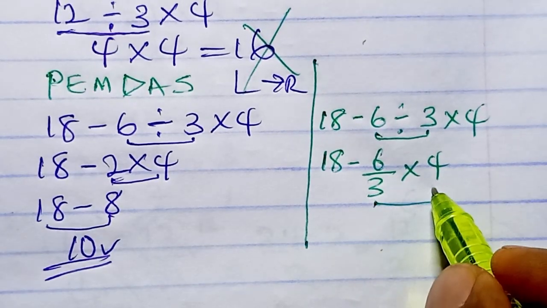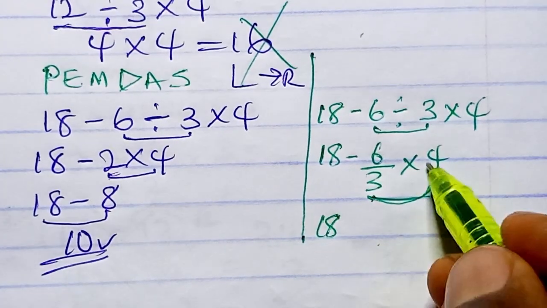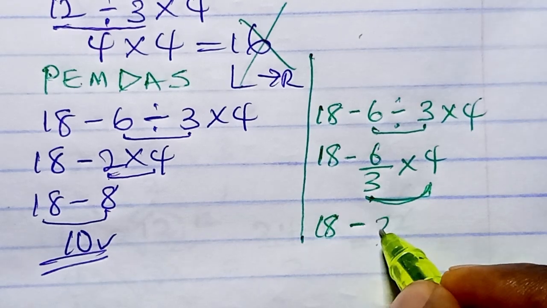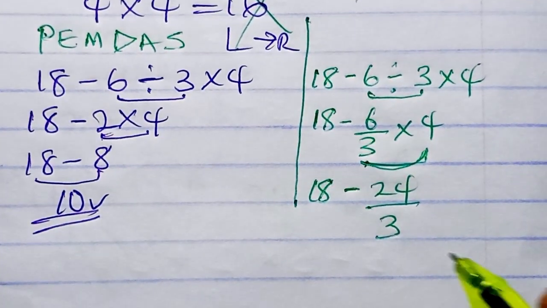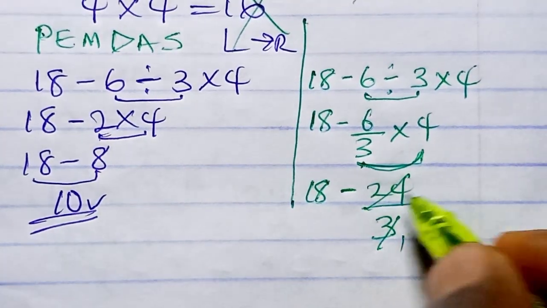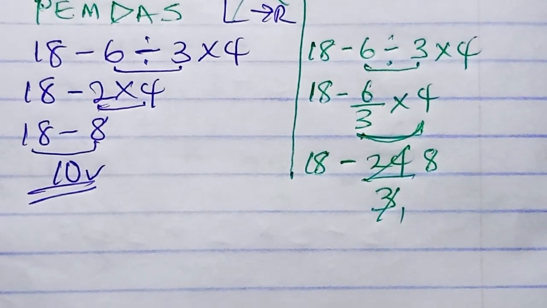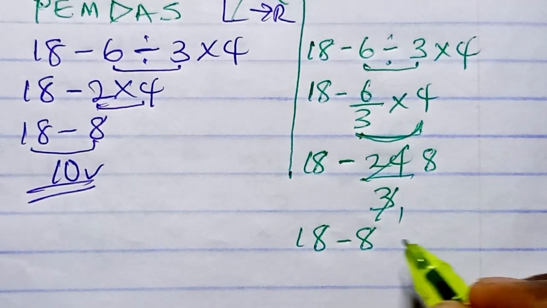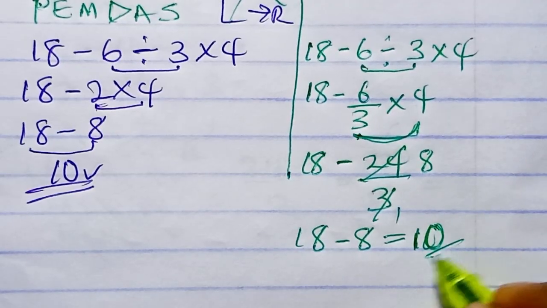Okay, so now we are going to multiply this. So we are going to do this multiplication first. So we have 18, 6 times 4 is going to give us 24. So write down minus 24 over 3. Okay, so let's divide this before I subtract. So 3 into here is 1. 3 into here is what? 8. So what we have left with us here is 18 minus 8. So 18 minus 8, this is equal to what? 10. Alright? So that's how to solve it.